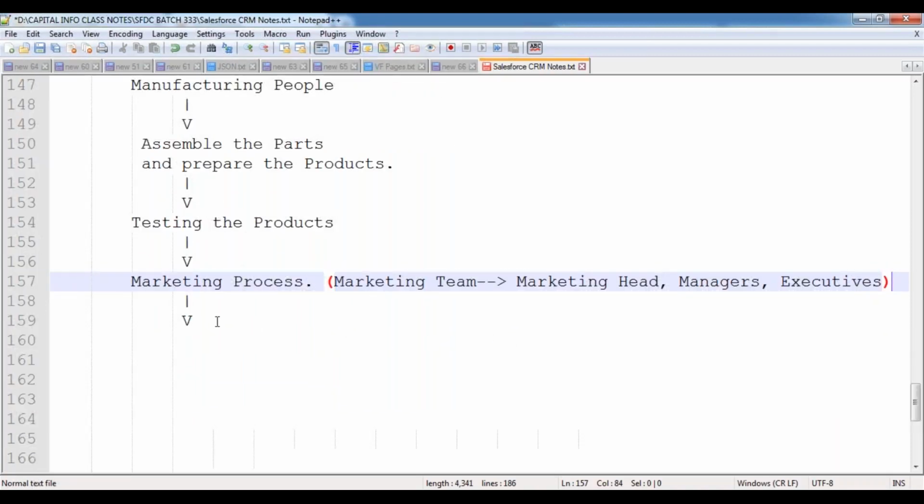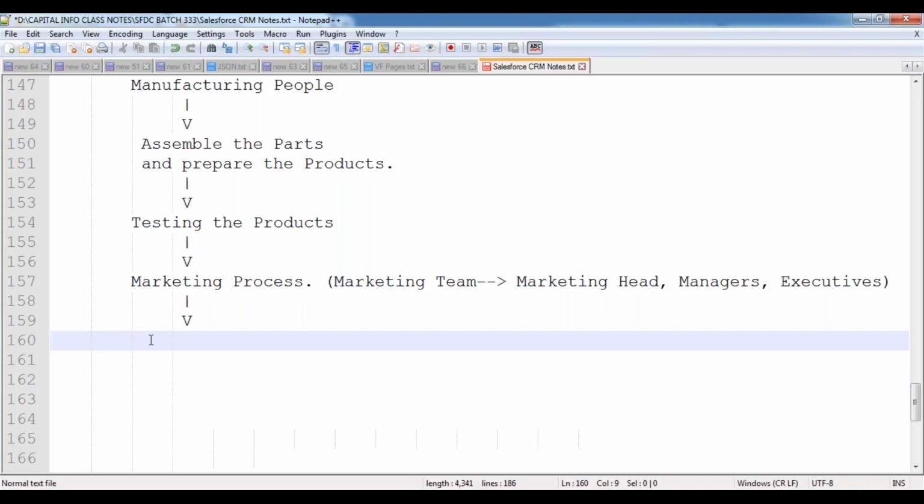So now this marketing team is going to promote our products. What is the main aim of this marketing team? What is the job of these marketing people? The marketing people's main job is to promote our products. Promoting means giving the information about our products to the common people.